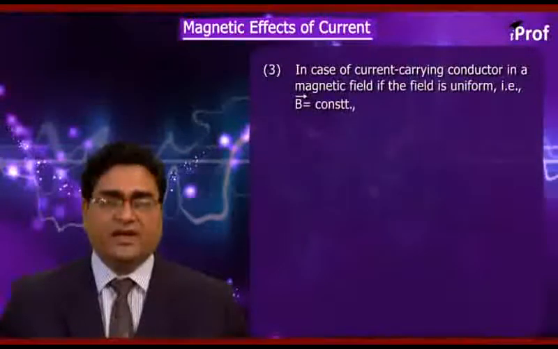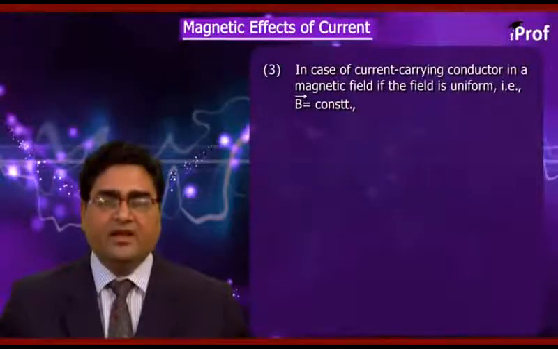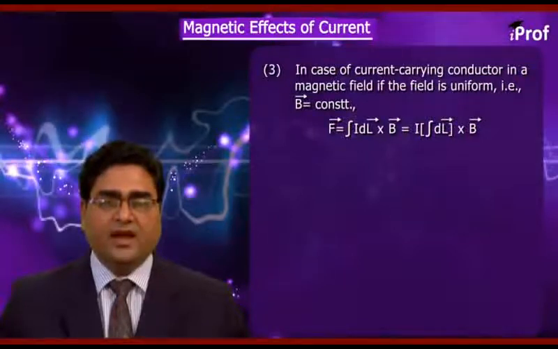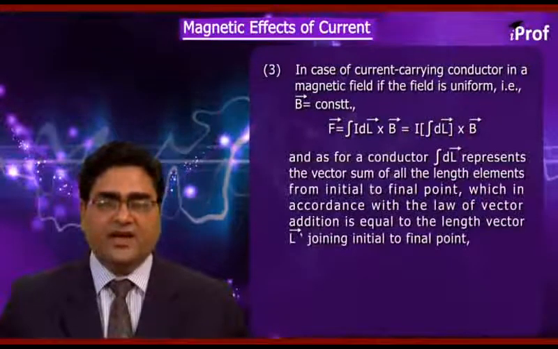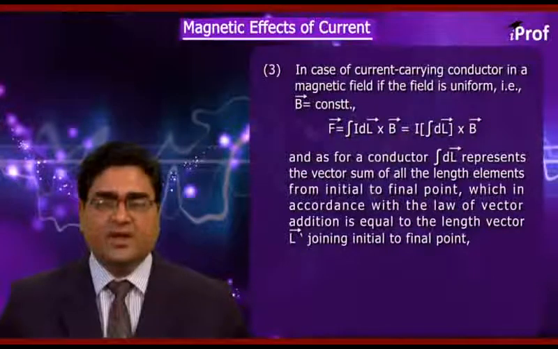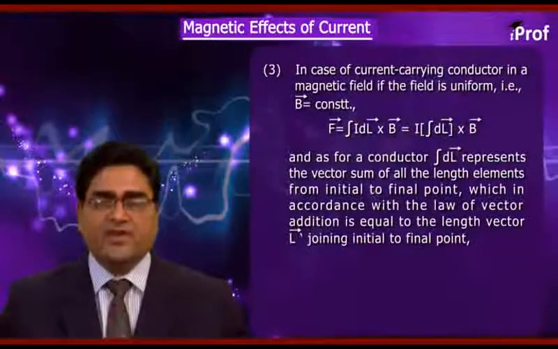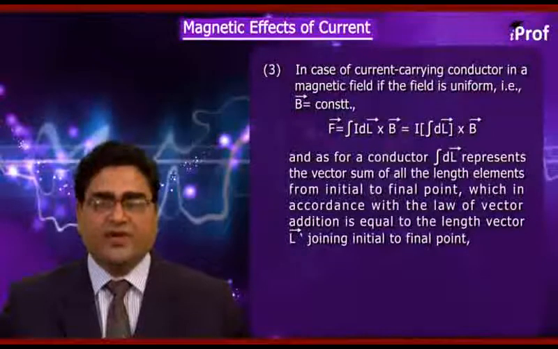Third, in case of a current carrying conductor in a magnetic field, if the field is uniform, that is B equal to constant, F vector equal to integration I dl vector cross B vector equal to I integration dl vector cross B vector. And as for a conductor, integration dl vector represents the vector sum of all the length elements from initial to final point, which, in accordance with the law of vector addition, is equal to the length vector L' vector joining initial to final point.